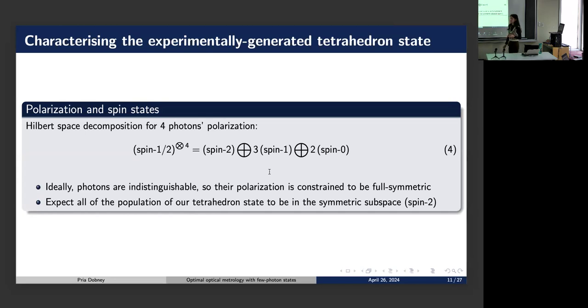So that's what we look for when we do our characterization, because ideally all the photons are going to be indistinguishable and completely identical to each other, and that means that they're constrained to be living within this spin-2 sector, which is the fully symmetric sector.